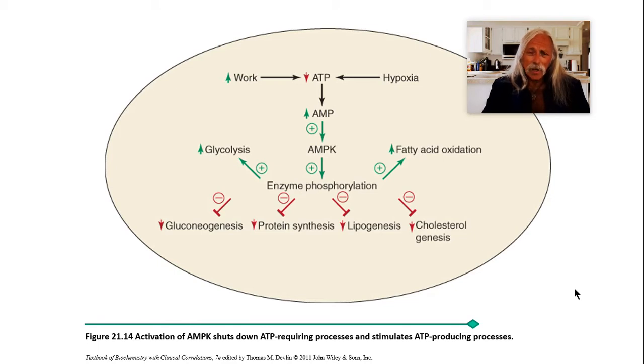Now, at the same time, other enzymes will block gluconeogenesis. You don't need more glucose. You need more ATP. Protein synthesis, you don't need more proteins. You need ATP. Lipogenesis, very energy requiring pathway, an anabolic pathway. You don't need more lipids. Same thing with cholesterol, which is another lipid. Okay? So that's how these systems work.